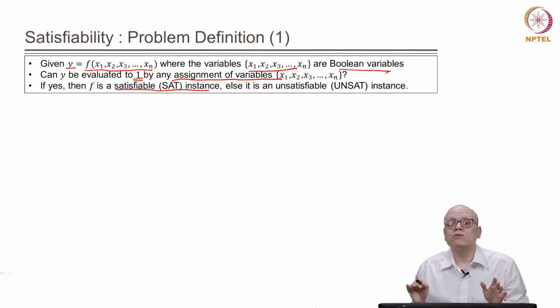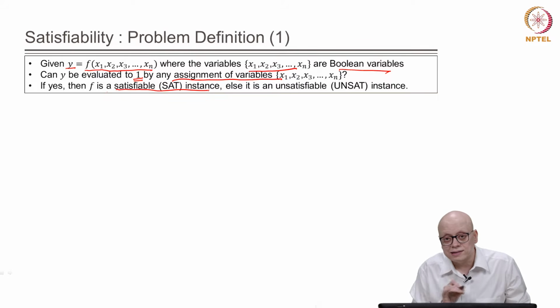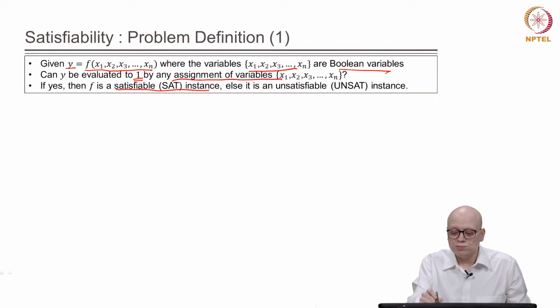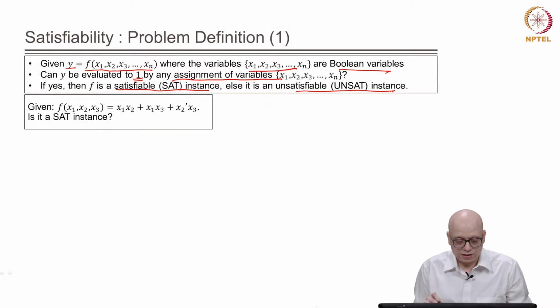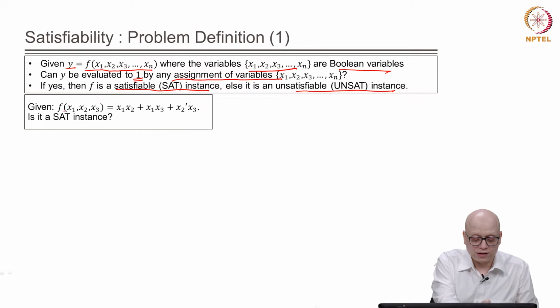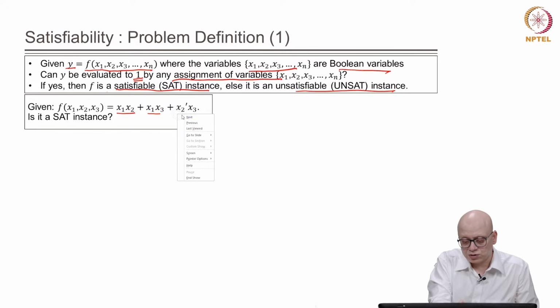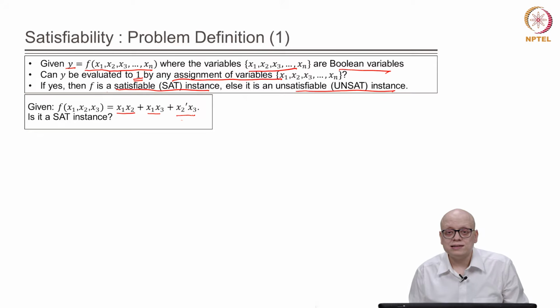And if there does not exist any assignment of these Boolean variables such that y can become 1, then we say that it is an unsatisfiable instance, or UNSAT instance. Now, let us take an example and understand it. Suppose we are given a function f(x1, x2, x3) = x1x2 + x1x3 + x2'x3. Now, is it a SAT instance?